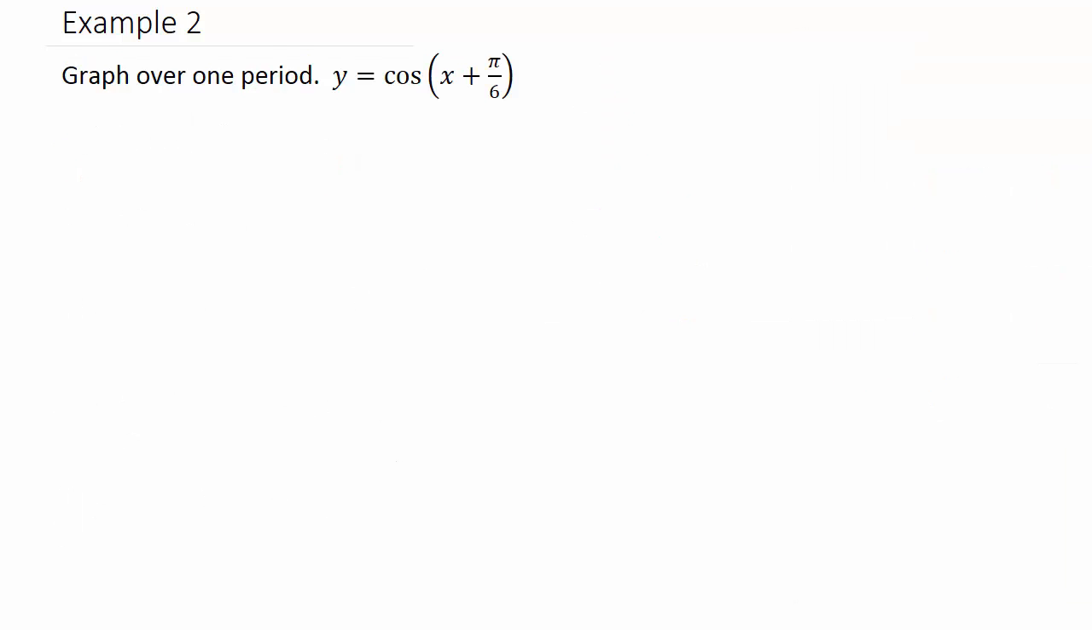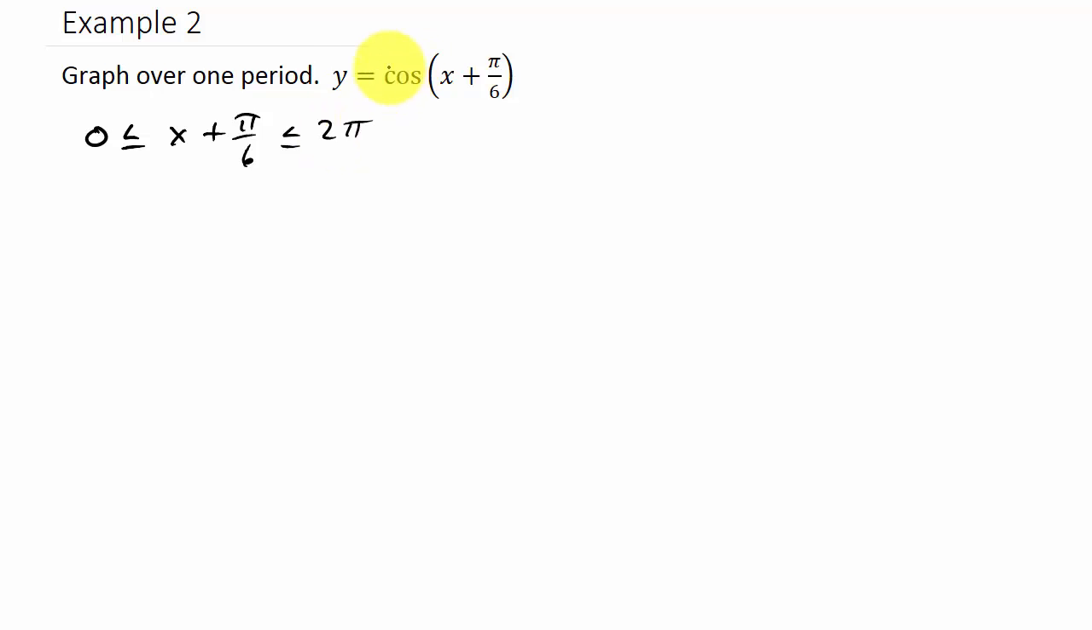Alright, here we have y equals cosine of x plus pi over 6. So let's go ahead and set up our inequalities. 0 less than or equal to x plus pi over 6 less than or equal to 2 pi. Alright, so there's our inequality. Remember, whatever we're taking the cosine of, the x plus pi over 6, that goes between 0 and 2 pi.